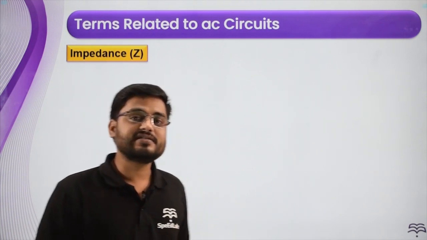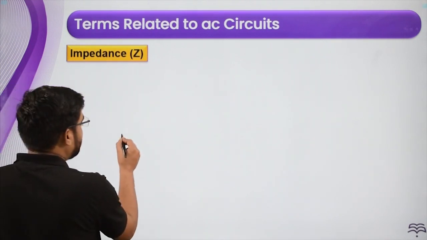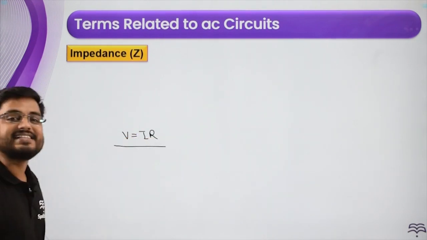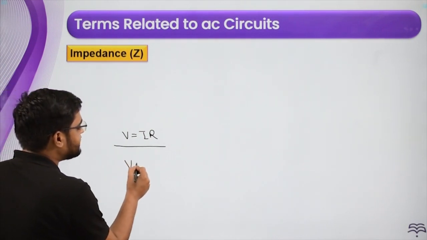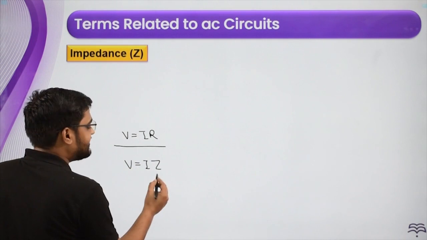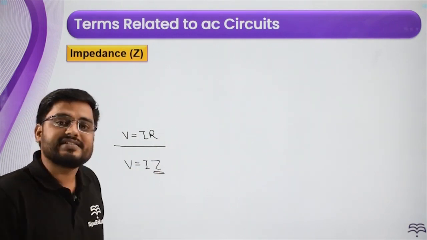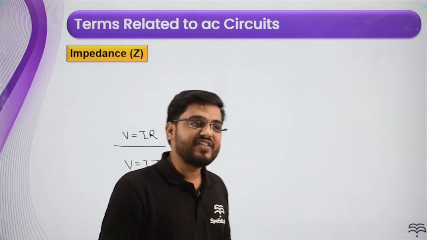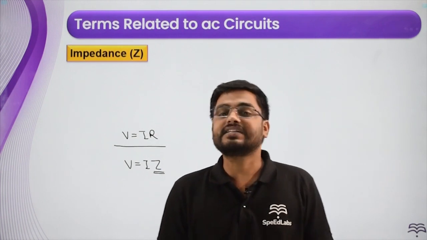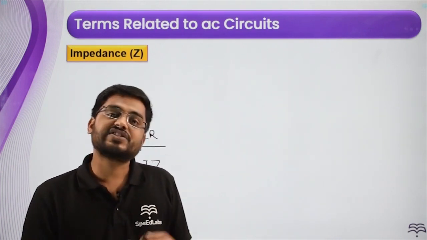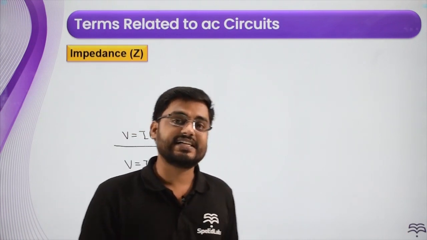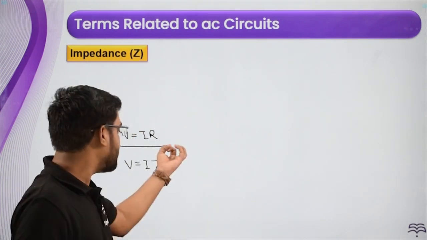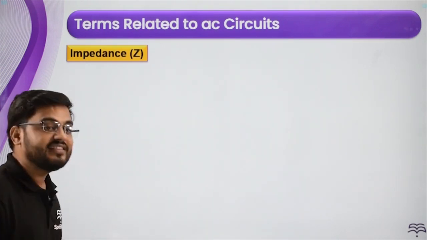The next term is impedance. What is impedance? For a DC circuit, we write V is equal to IR. Similarly, if this is an AC circuit, then we write V is equal to IZ. So Z is similar to resistance, though not exactly resistance. A conductor offers resistance. Similarly, if there is a combination of conductor, inductor and capacitor in an AC circuit, then the overall equivalent opposition, which is not called resistance, is called the impedance.